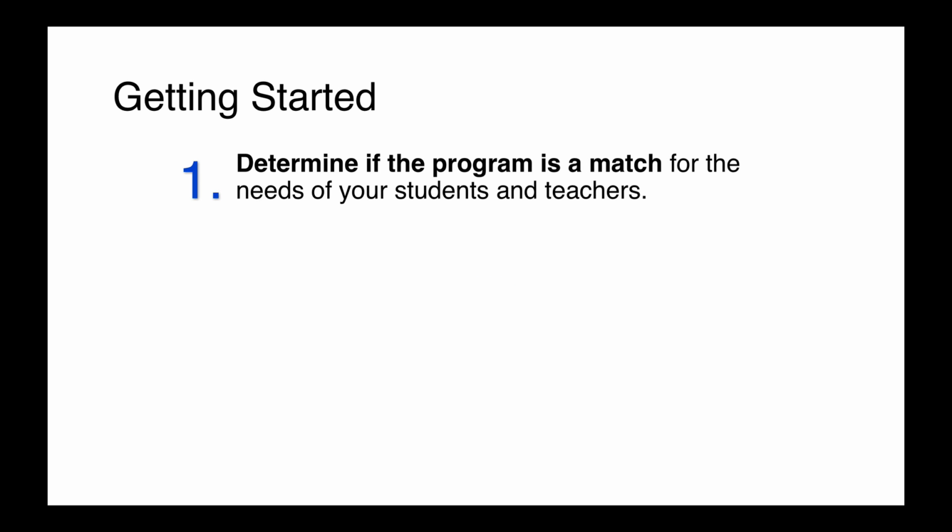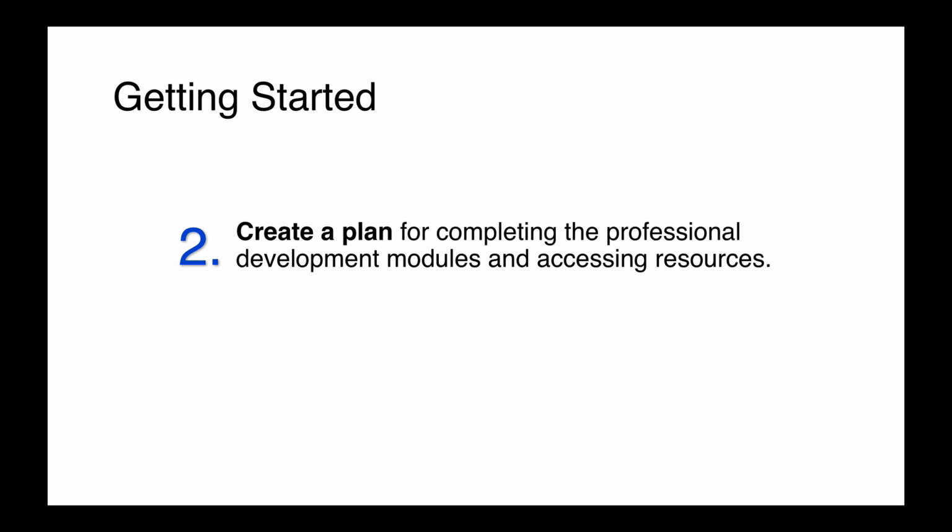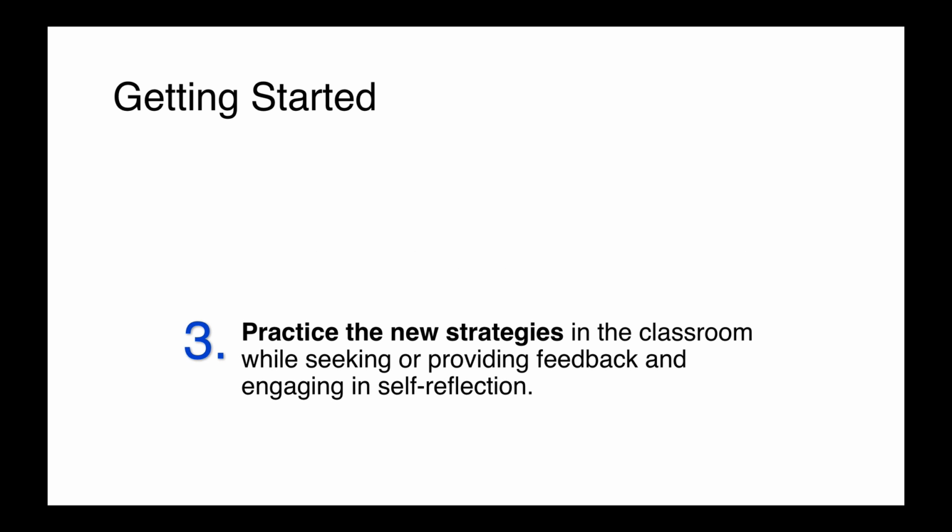Getting started with Project Core begins with a determination of the fit of the program to meeting the needs of your students and teachers. After you have determined the implementation program has potential to address your needs, create a plan for completing the professional development modules and accessing the resources for the program. Finally, practice the new strategies in the classroom, engage in self-reflection, and seek and provide ongoing, helpful feedback along the way.